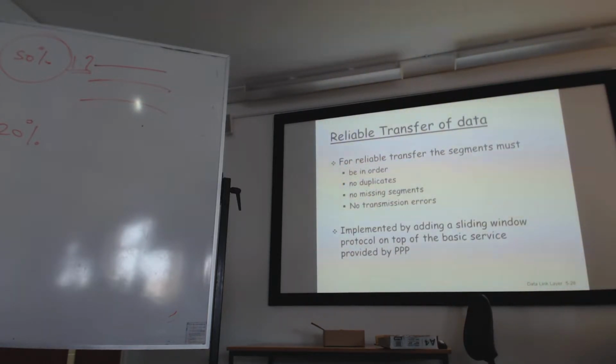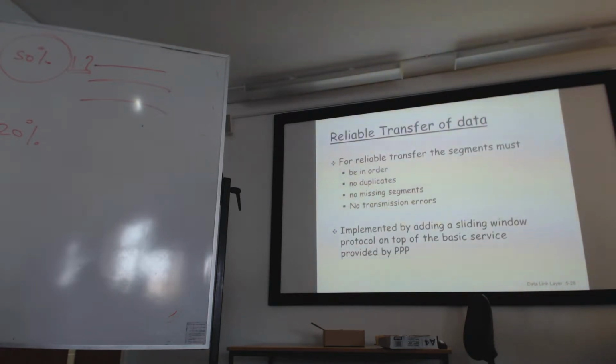So for reliable transfer, the segments must be in order, no duplicates, no missing segments, no transmission errors. And as I already told you, during the exam I'll say there's a transfer error in the actual question. So we need to say, how do we rectify that? How can we go around it? We may have either a retransmission or a delay or something else, depending on the situation.